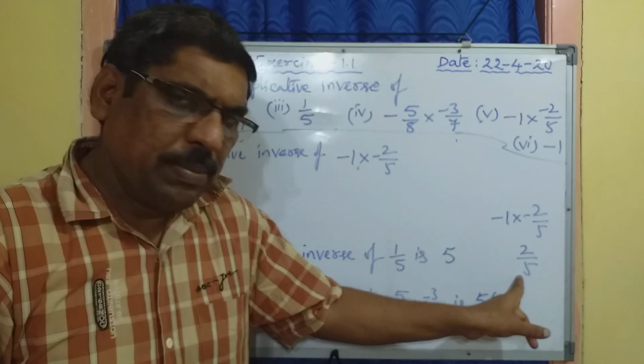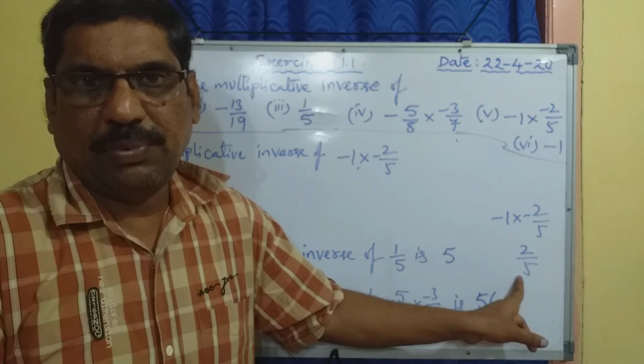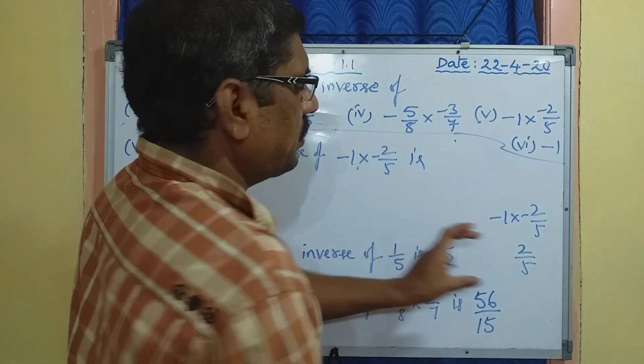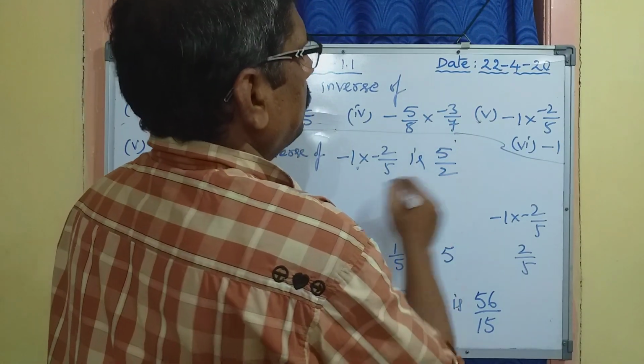What is the multiplicative inverse of 2 by 5? It's reciprocal. What is its reciprocal? Just we have to reverse it. Means 5 by 2. Okay.